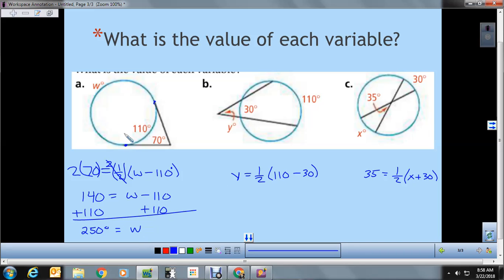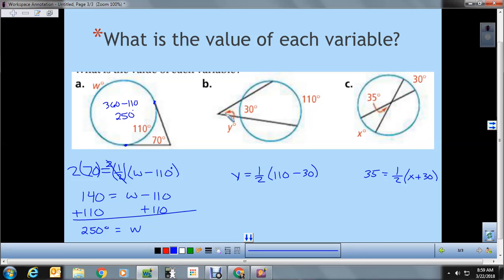Now one other way to look at this problem was that if you know a circle is 360 degrees, and this is 110, this is the rest of the circle. So you could have done 360 minus 110, and that would have also given us 250 degrees. So always look for those shortcuts. I know we tend to go with the equation every time, but there are other ways to solve these problems.